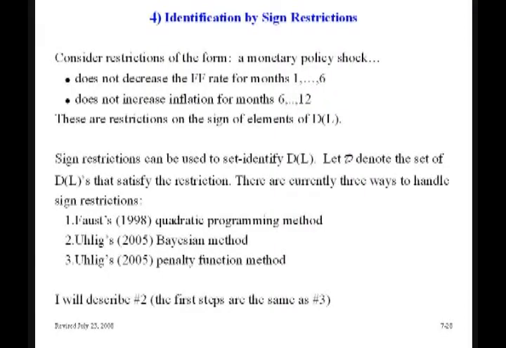Okay. Identification by sign restrictions. Oh, man, I've got to speed up. All right. Sign restrictions. So sign restriction says the following. Suppose that you know a priori, or you have an opinion a priori, that the impulse responses have to have a certain sign. The question is, how could you use that to identify a structural vector autoregression? And there are a number of different proposals that have been put forth.